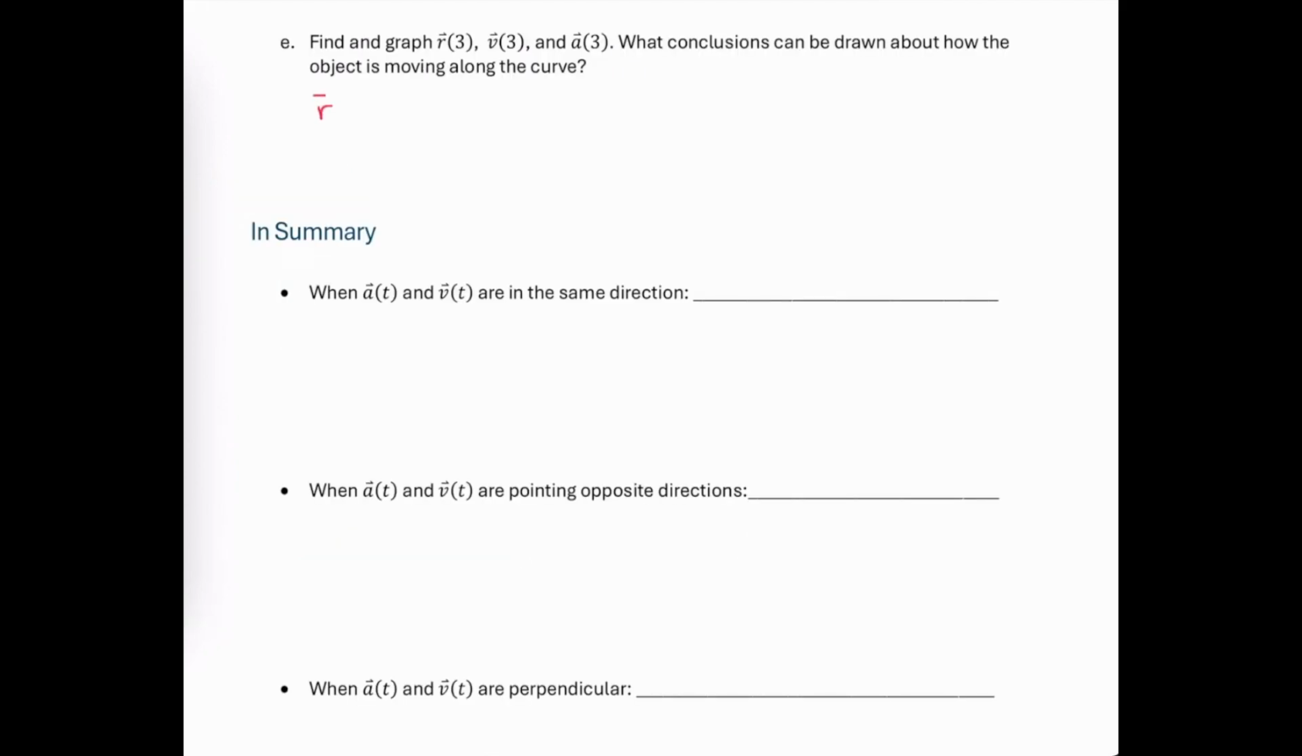So let's take a look at the next part of this question, which is to find the value of r evaluated at 3, which is the position at time t equals 3, the velocity at time t equals 3, and we already know that the acceleration at time t equals 3 is going to continue to be 2, 0 because the acceleration vector was a constant vector. Let's figure out where we're located at time t equals 3.